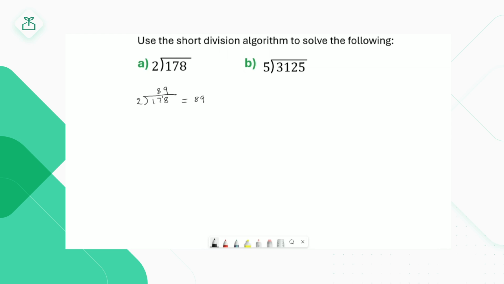Okay, let's do B. 5 into 3,125. How many times does 5 go into 3? It doesn't. How many times does 5 go into 31? Well, it goes into it 6 times. 6 times 5 is 30, remainder 1. 5 into 12 goes twice with a remainder of 2. And 5 into 25 goes 5 times, and there's no remainder again. And we're left with 625.